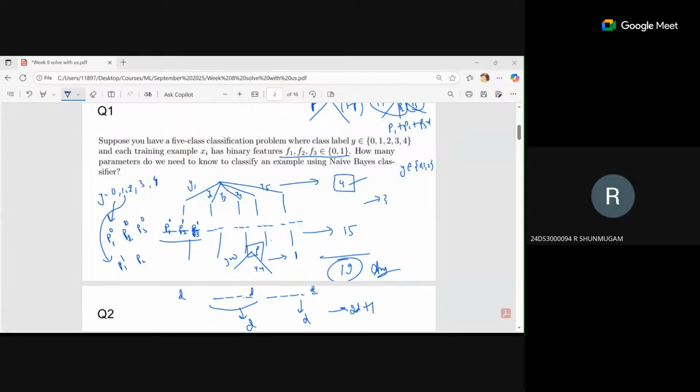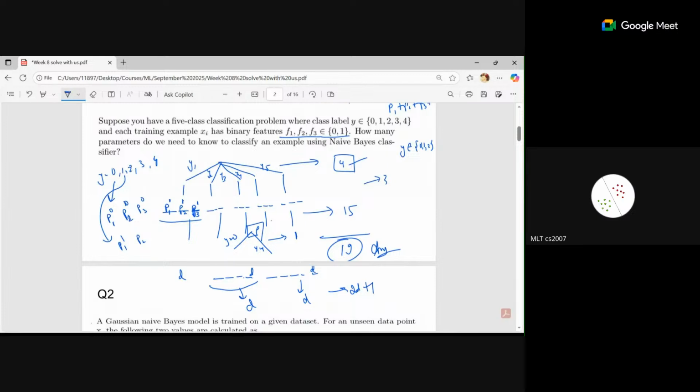Here we have put 2D, madam, because the possible values are 2. So that is why 2 minus 1, 1. So that is missing here. It should be 2 into 1 into D actually. Okay, okay. All right, let's move to the next question. I will come back to this at the end.